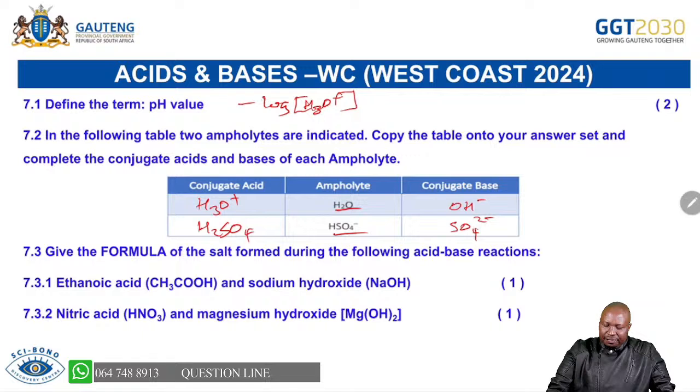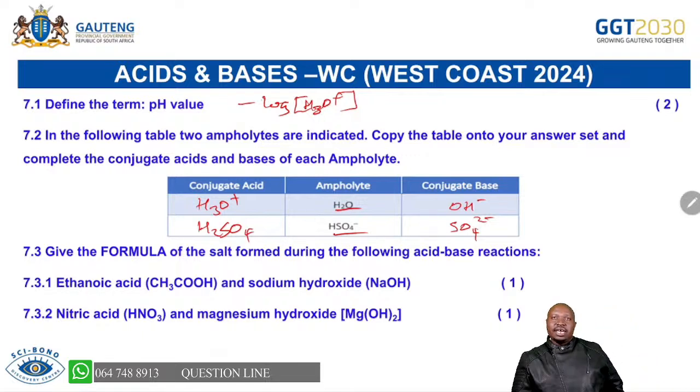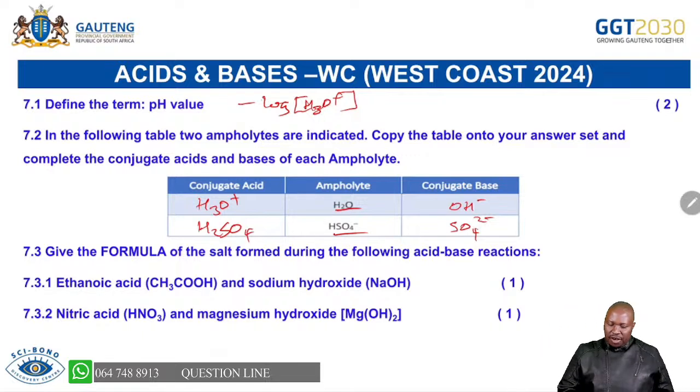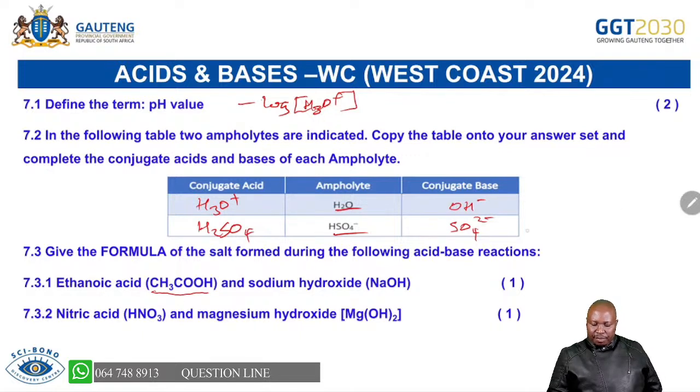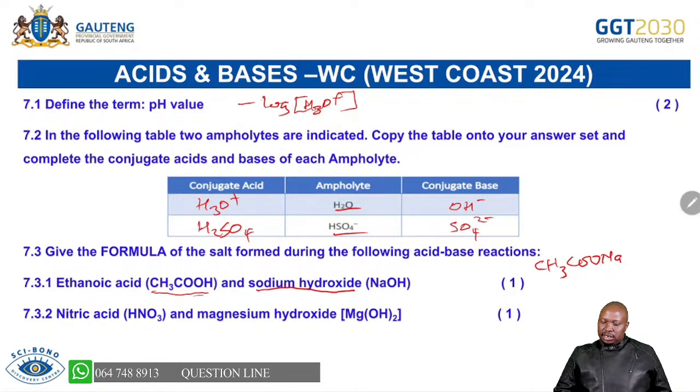Give the formula of the salt formed during the following acid base reactions. If you're having a reaction between ethanoic acid and sodium hydroxide, definitely you will form a salt called sodium ethanoate, which is CH3COONa. Remember, the salt is formed from the reaction between a strong base and a weak acid. Then you form sodium ethanoate.